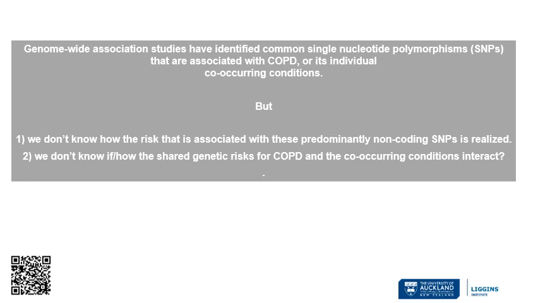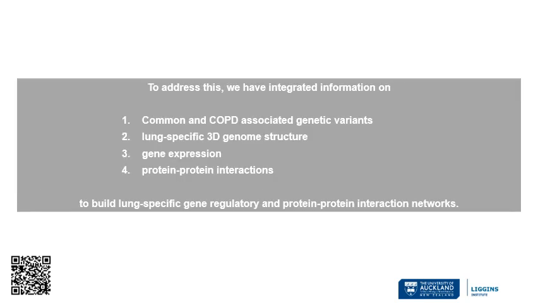The problem is that we don't know how that risk is associated with these predominantly non-coding SNPs, and we don't know if or how shared genetic risks for COPD and the co-occurring conditions interact. And that was really the driver for our study, was to try and understand how these things might be interacting in order to either define different subtypes of COPD or to show how it basically develops.